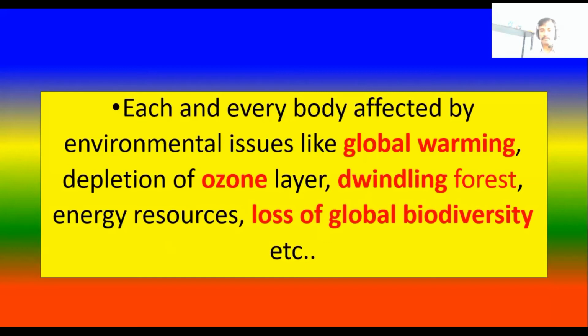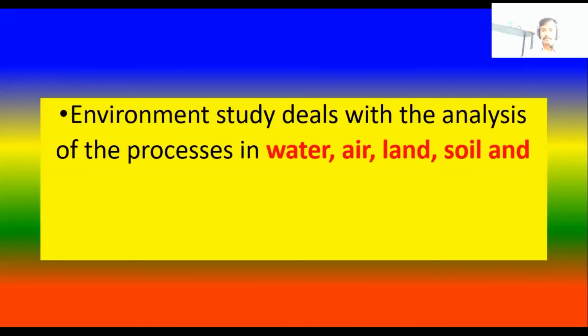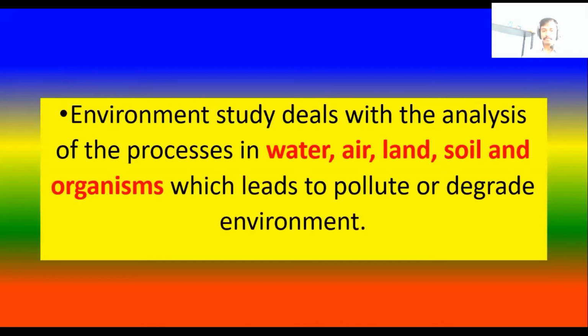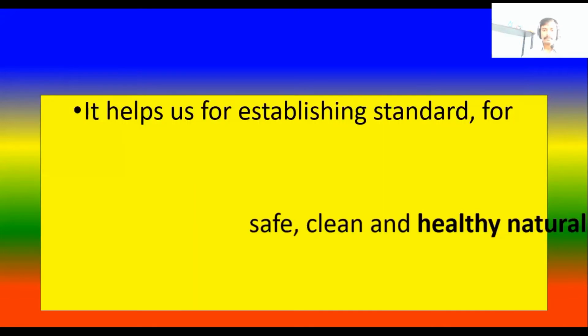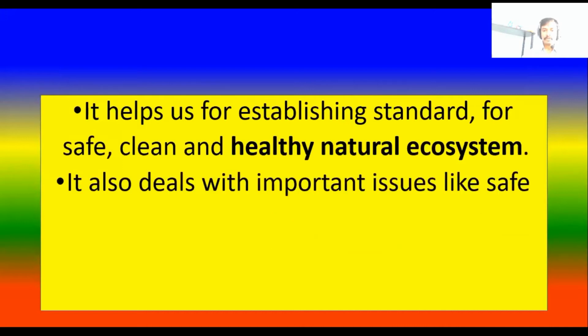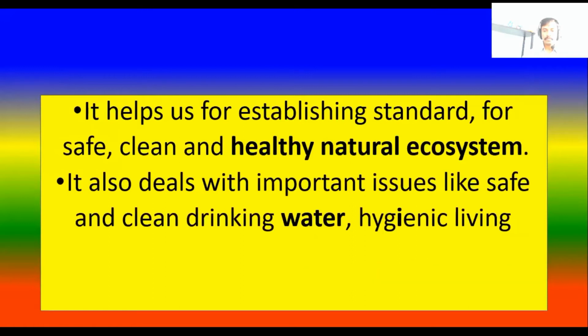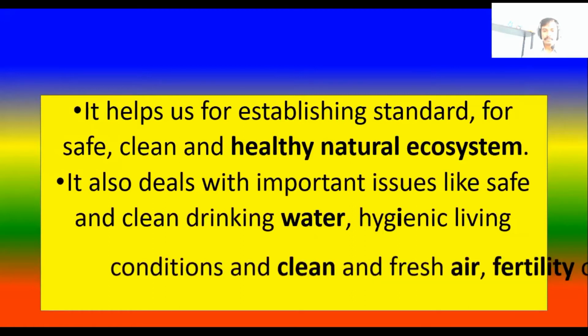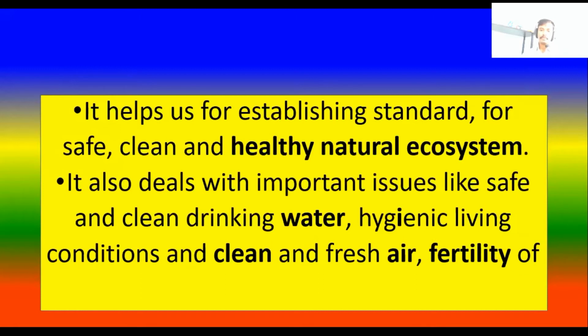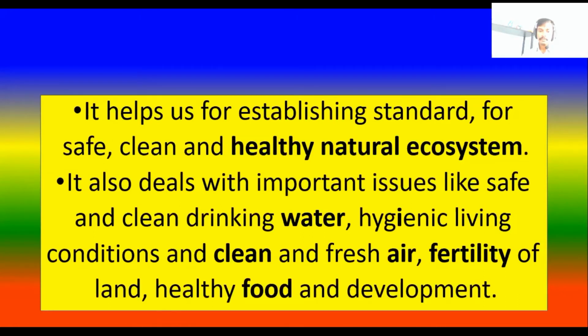So surrounding us are various biological things; this environment including plants and animals needs to be protected. Then water, air, land, soil, organisms, microorganisms. Then a healthy natural ecosystem is needed. The multidisciplinary study of environment is essential, then clean and fresh air, fertility of land, food and development.